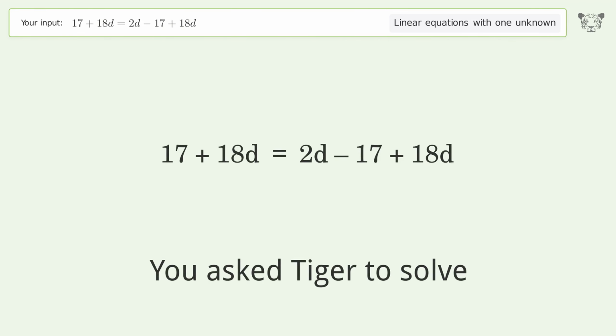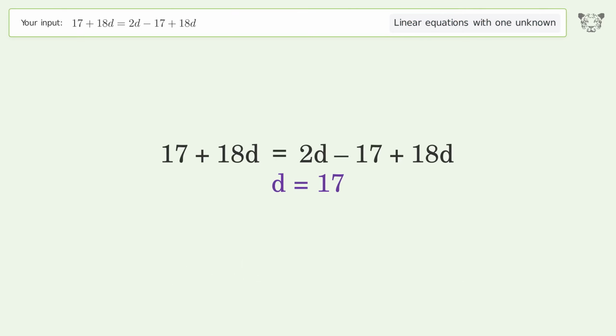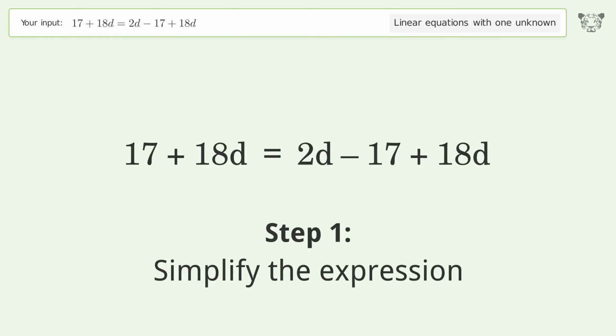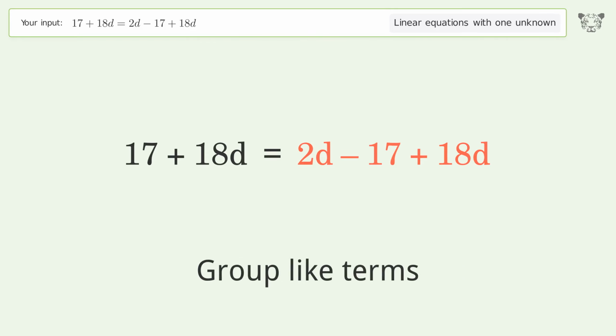You ask Tiger to solve. This deals with linear equations with one unknown. The final result is d equals 17. Let's solve it step by step. Simplify the expression. Group like terms.